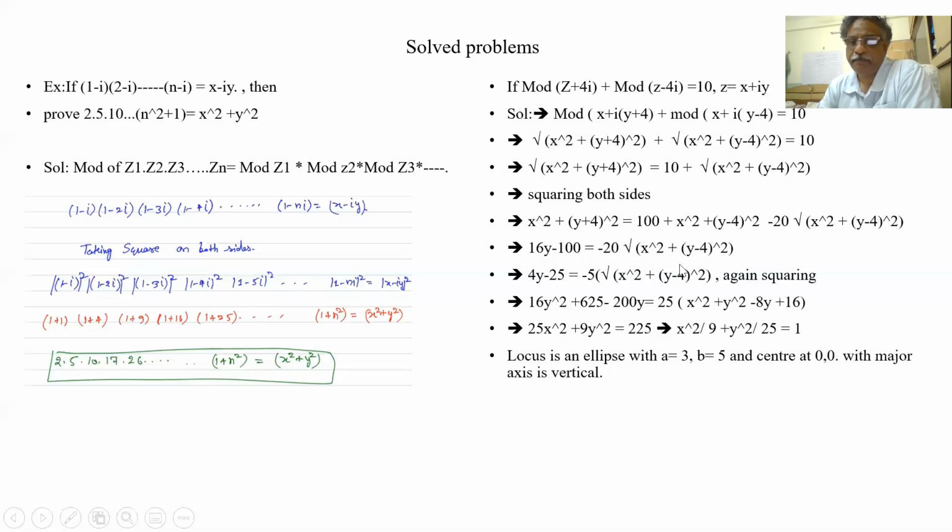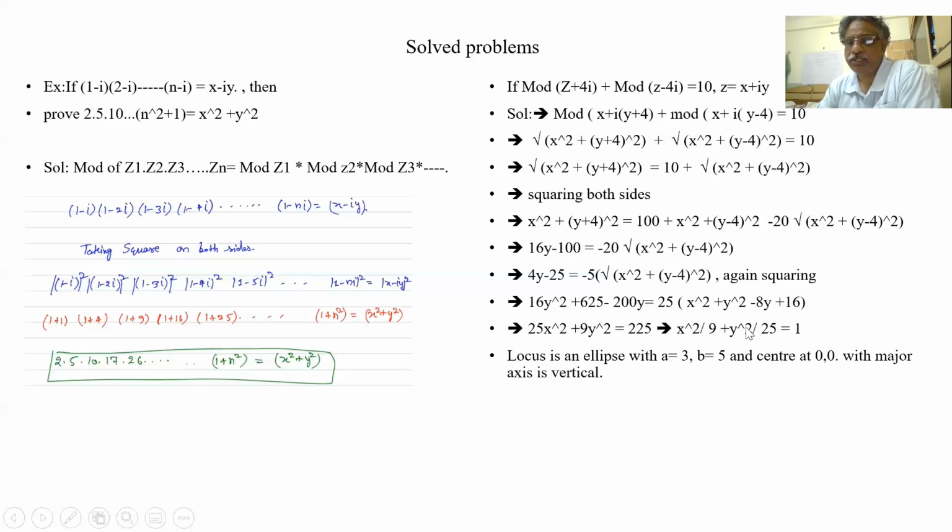Again I am squaring. I got this. Here I have removed a common factor 4. 4 5s are 20. 4 25s are 100. So here I am again squaring so that this root goes out. When I simplify, I am getting x square by 3 square plus y square by 5 square is equal to 1. This is what it is representing, an ellipse.